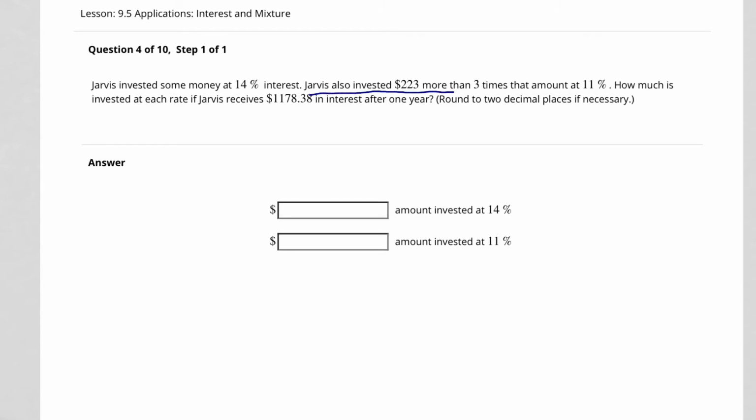Jarvis also invested $223 more than 3 times that amount at 11%. Remember, the amount at 14% interest is X. The amount at 11% interest is Y. So this equation is going to be Y equals 3X plus 223. That's the amount at 11%, 3 times the 14% amount plus 223.